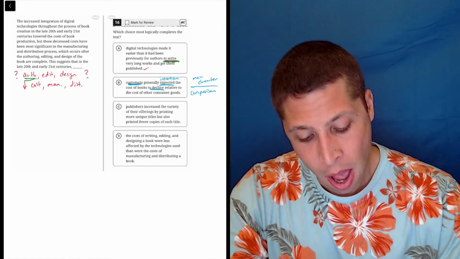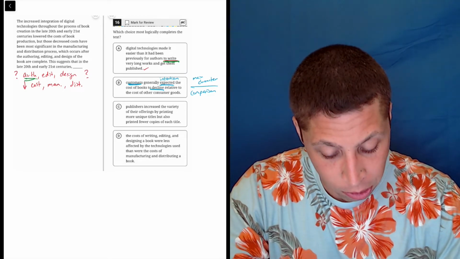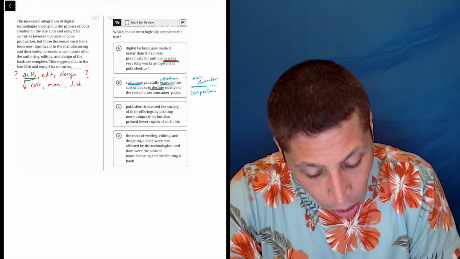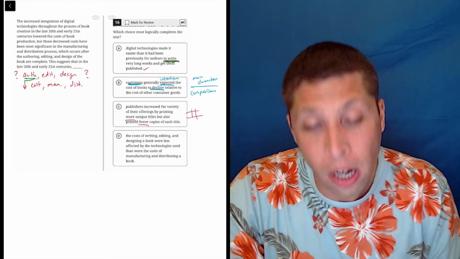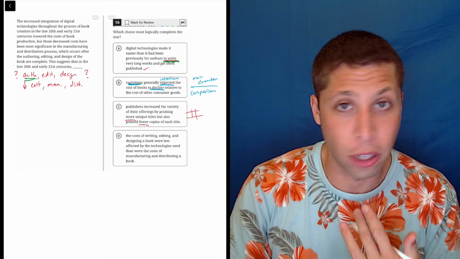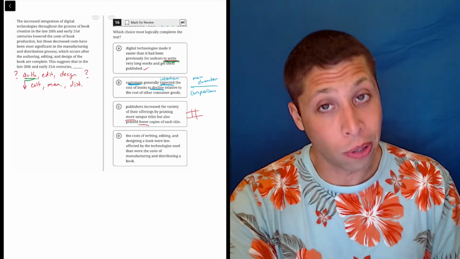Let's look at C. Publishers increased the variety of their offerings by printing more unique titles, but also printed fewer copies of each title. None of this is talked about. This is all bad. Fewer, more, any words that have to do with number, we should be careful of, and this is giving me numbers in weird places. They never talked about the copies of books. They never talked about the variety. None of this seems to be good. So let's see about D.